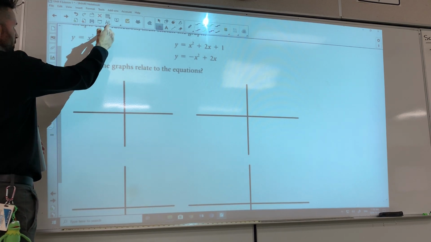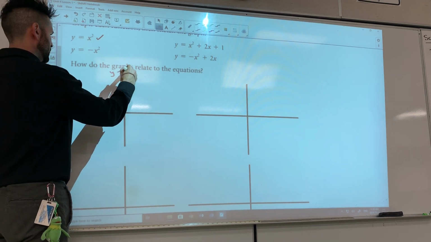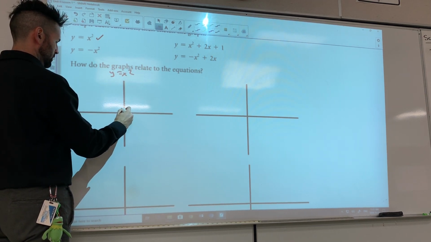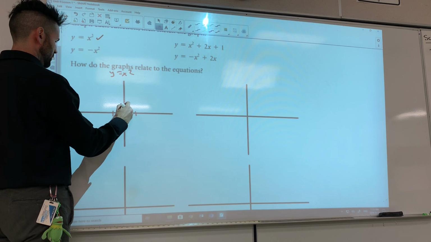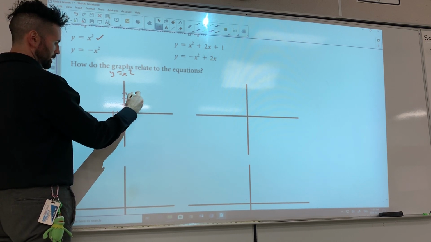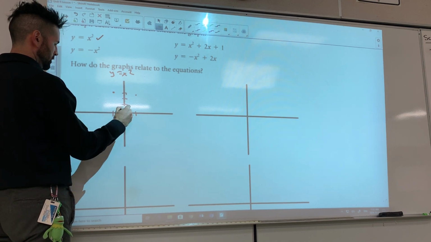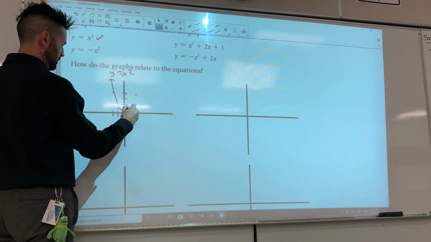We already did the first one, right? Yeah. So if you feel like quickly resketching it, you can. I'll call off the points right now. So we got (0, 0), then we got (1, 1), and then we got (2, 4). Then we got the point (-1, 1), and (-2, 4). And there's y equals x squared.